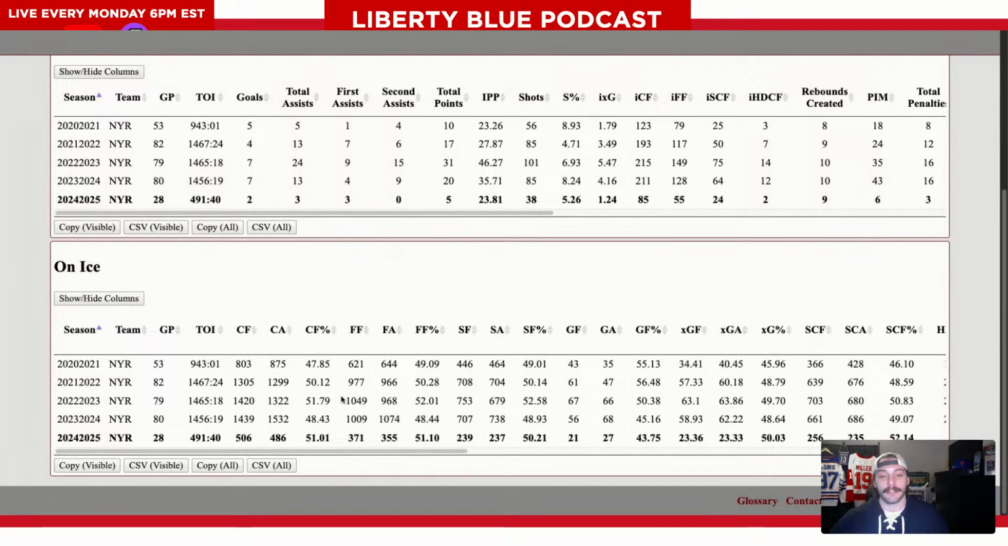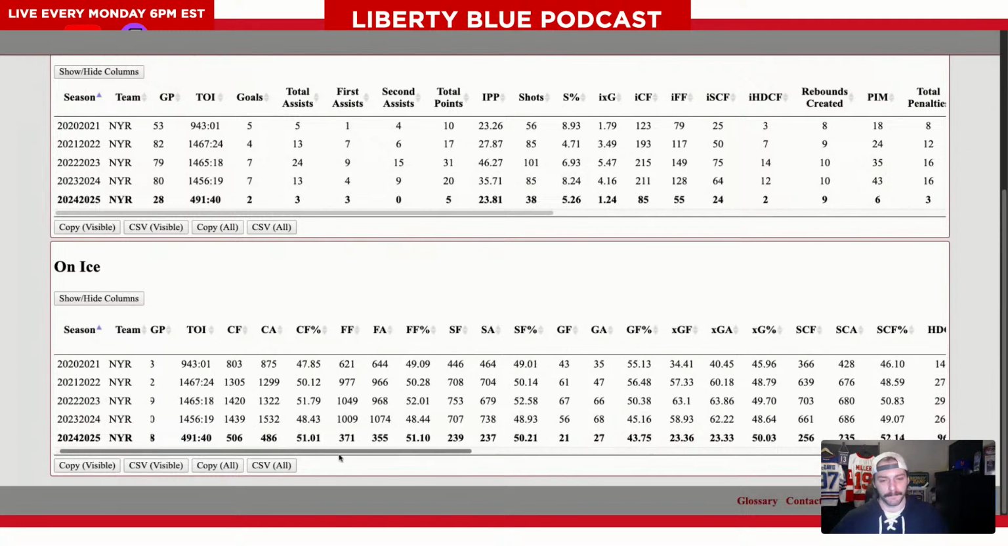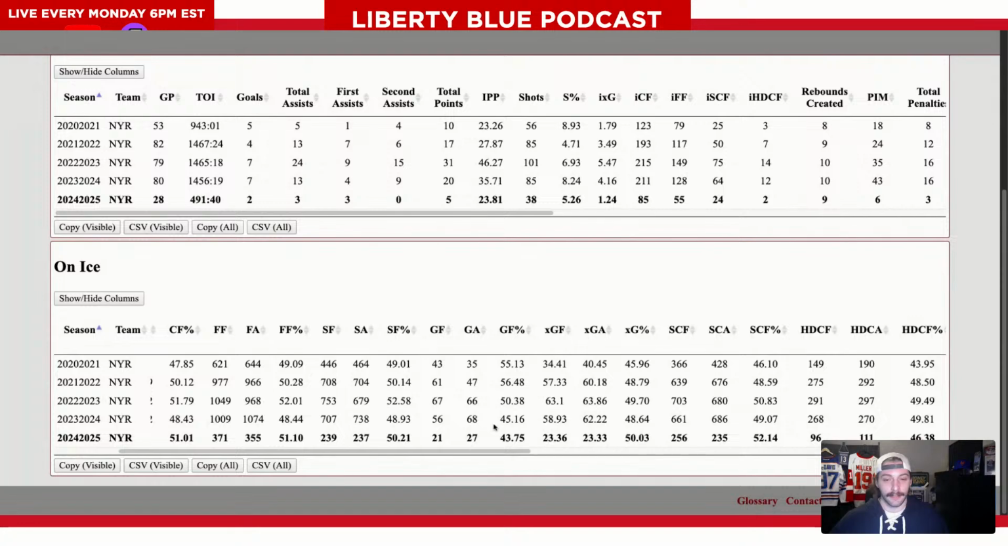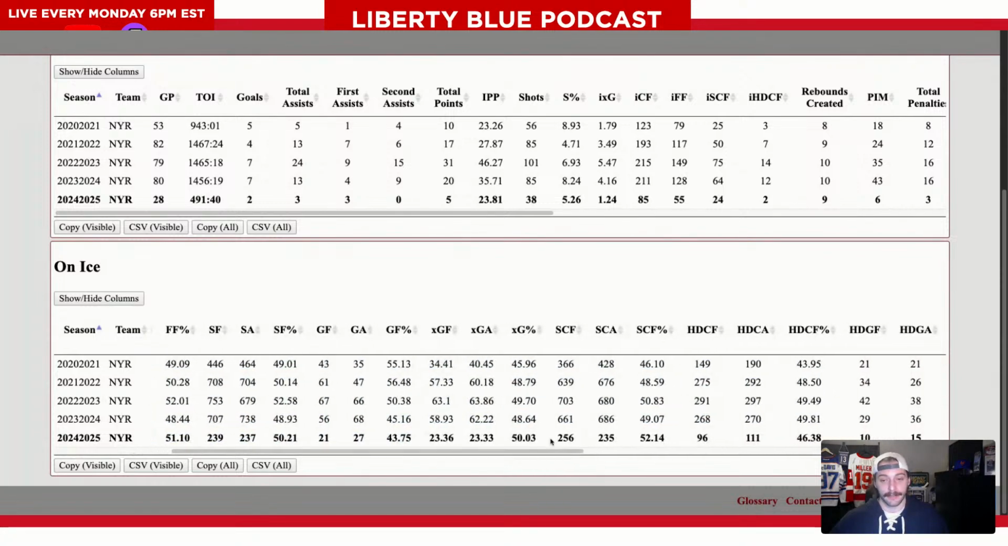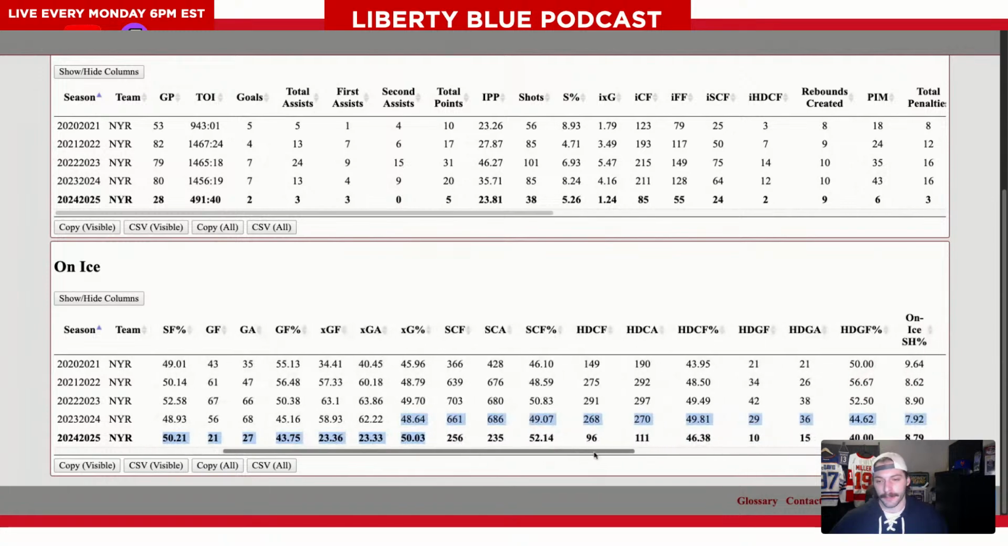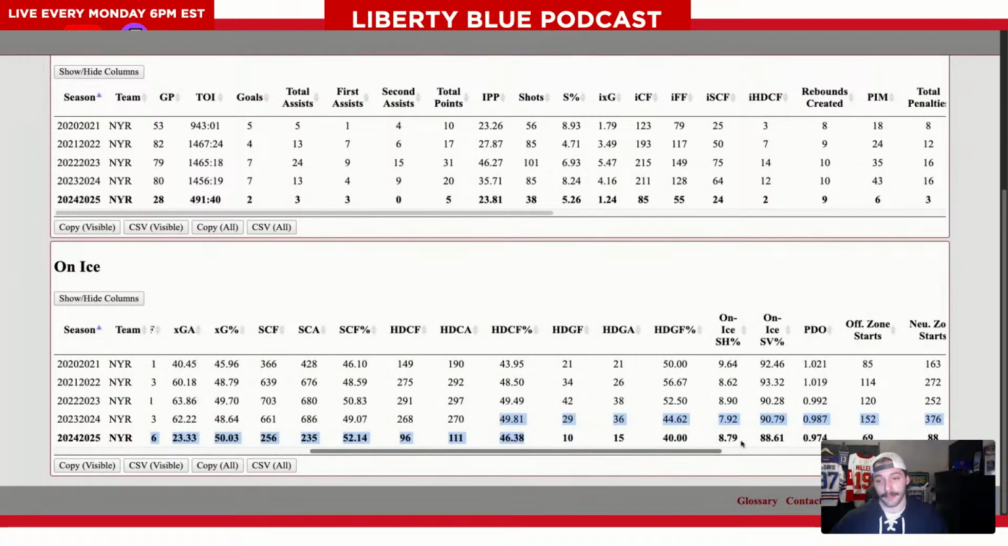So just starting with the raw counting stats, and we're going to go to rate because, obviously he hasn't played nearly as many minutes this year as years prior. So we do have to get the common denominator, but better in chances than last year, worse in goals than last year, better in expected goals, worse in high danger chances, better on ice shooting, worse on ice save.